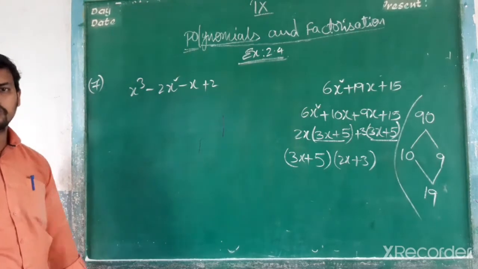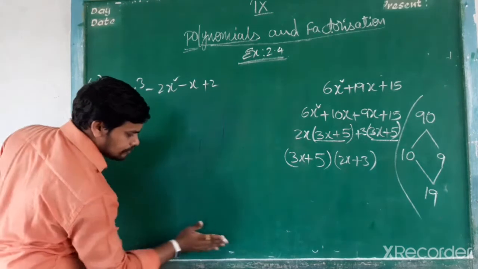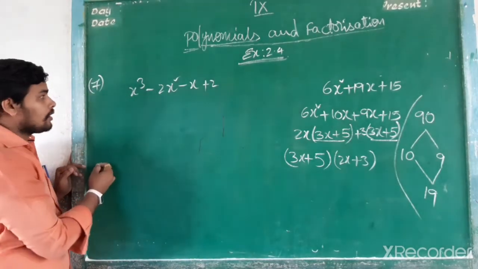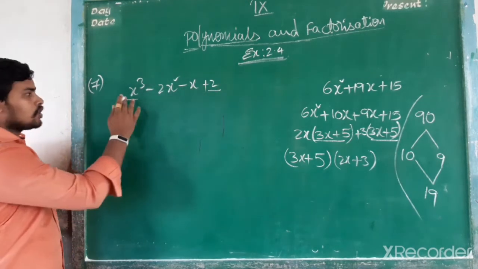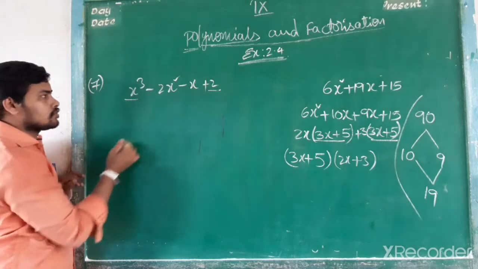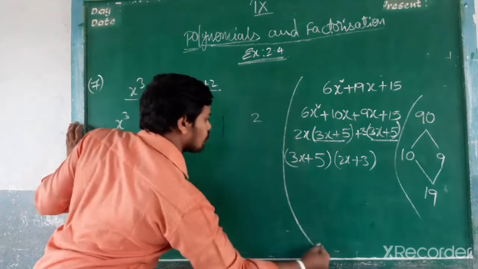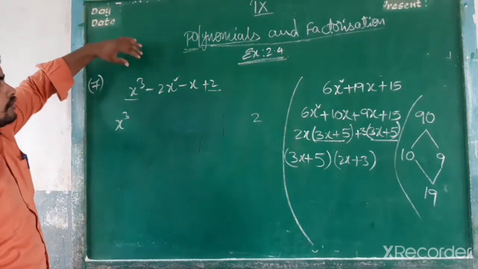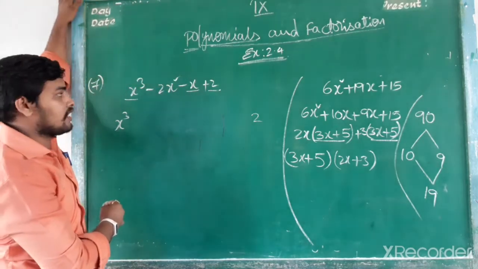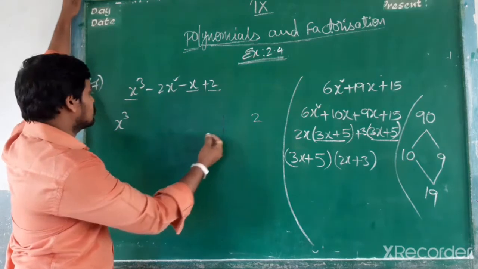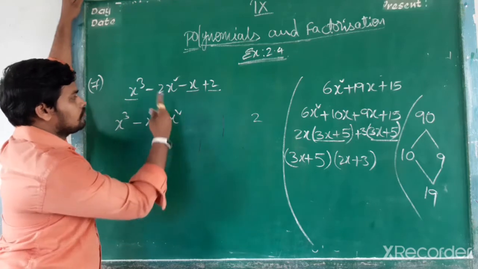So I go to the factorization method now. In the factorization method, you should not touch these two terms, x cube and 2. Now what is the x term here? Minus x. And the x square term here is minus 2x square.